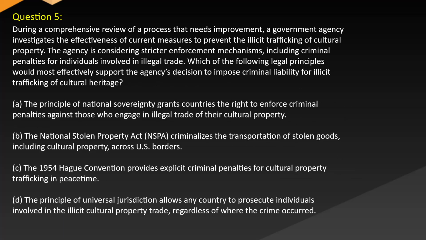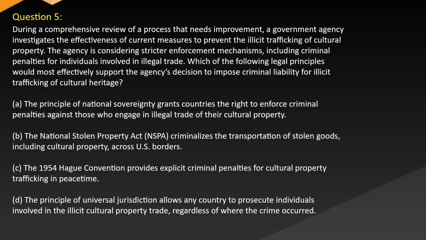Question 5. During a comprehensive review of a process that needs improvement, a government agency investigates the effectiveness of current measures to prevent the illicit trafficking of cultural property. The agency is considering stricter enforcement mechanisms, including criminal penalties for individuals involved in illegal trade. Which of the following legal principles would most effectively support the agency's decision to impose criminal liability for illicit trafficking of cultural heritage? A. The principle of national sovereignty grants countries the right to enforce criminal penalties against those who engage in illegal trade of their cultural property.